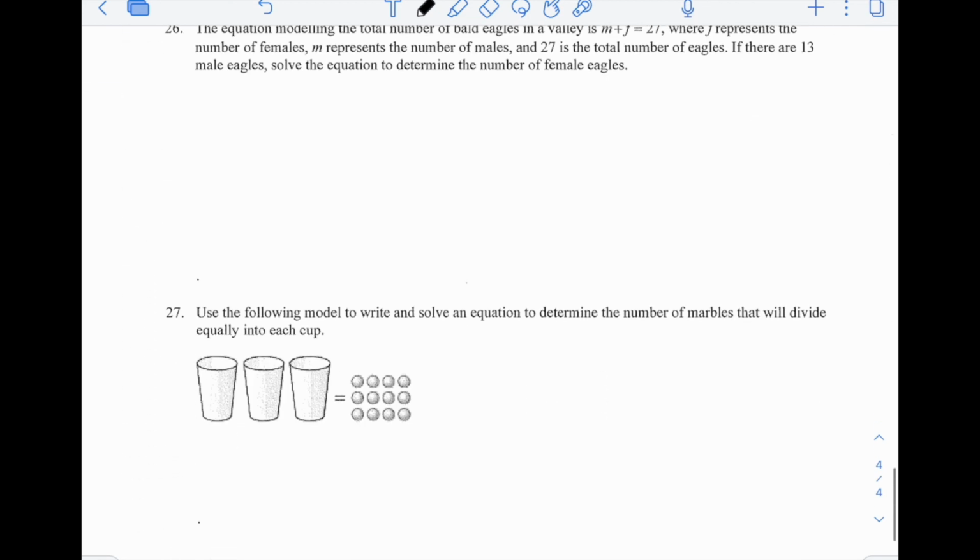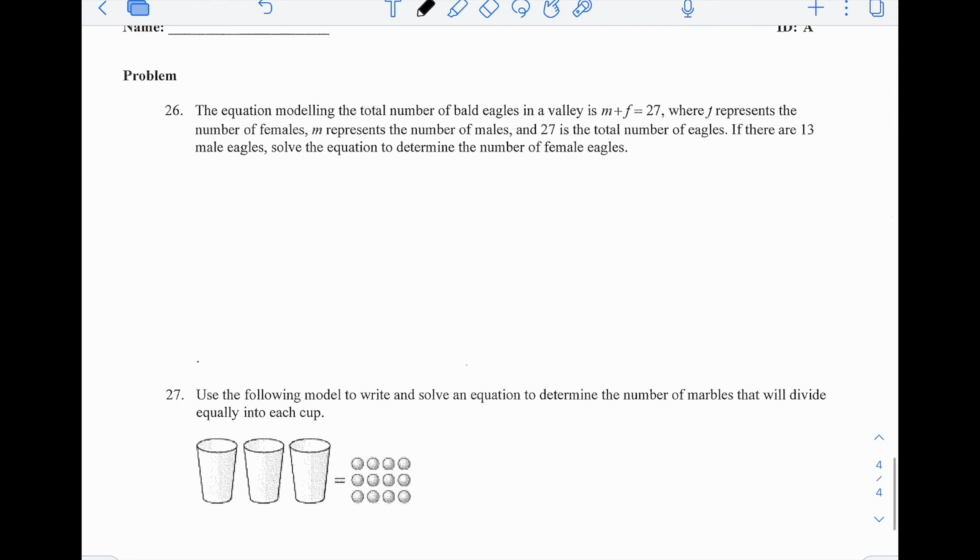Okay, last question. No, 2 left. Sorry, my bad. Equation modeling the total number of bald eagles in a valley is m plus f equals 27, where f represents the number of females, m represents the males. 27 is the total. If there are 13 male eagles, solve the equation to see how many females there are. So males are represented by this, and now we've been told that there's 13, so I can take my m out and put a 13 in there.